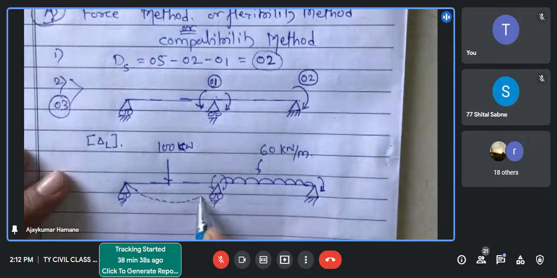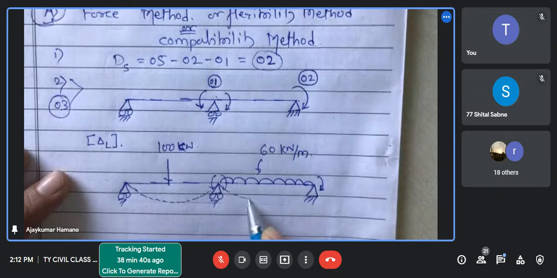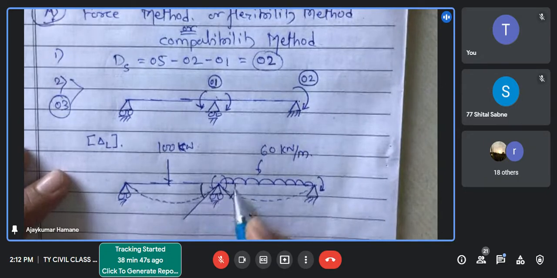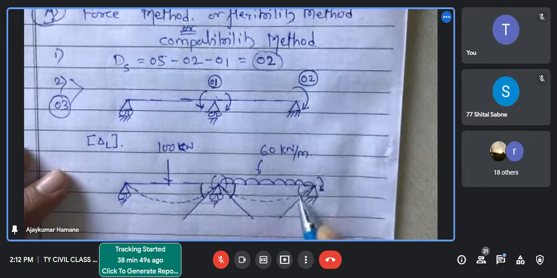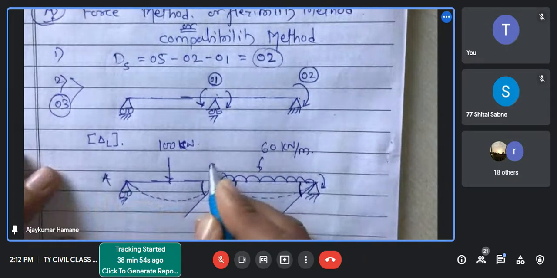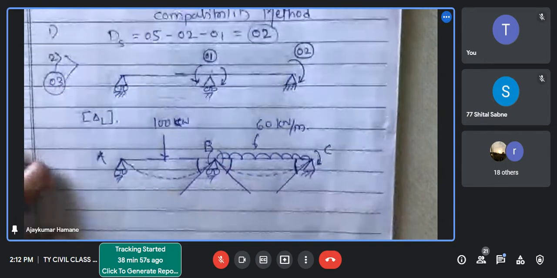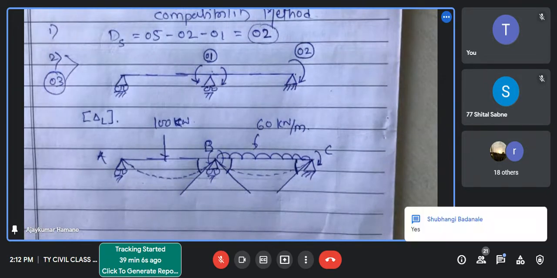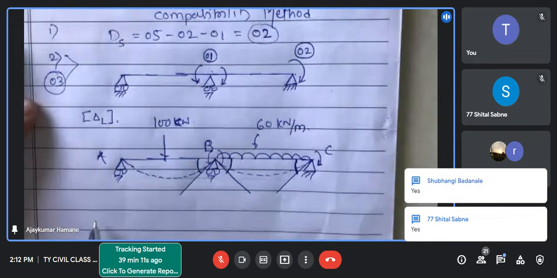If this beam deflects like this, we have a rotation at this end, a rotation at this end, and a rotation at this end. A, B, C, correct? Yes or no, students? If you are not understanding, just confirm with me. Now I will make this separate.